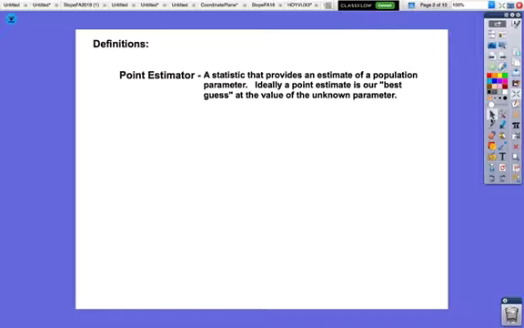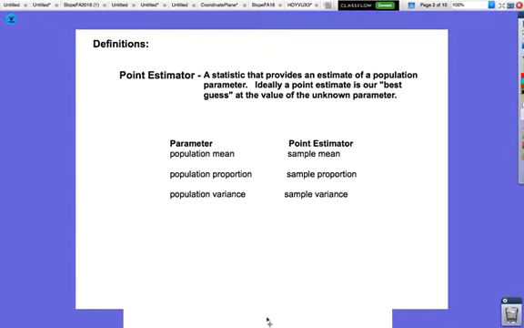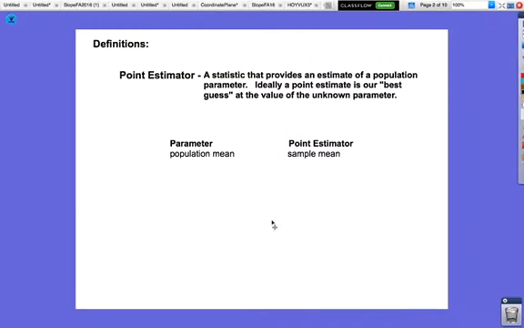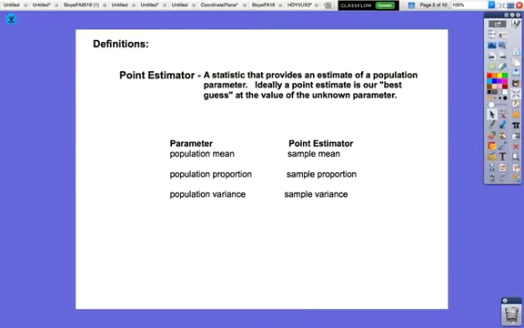Whenever you are talking about point estimators, it's going to depend on the type of parameter that you have. You might have the population mean, and then your point estimator would be the sample mean. If you had a population proportion, your point estimator would be a sample proportion. And if you had the population variance, then your point estimator would be sample variance. So you are going to choose your point estimator based on the type of parameter that you are trying to find out.